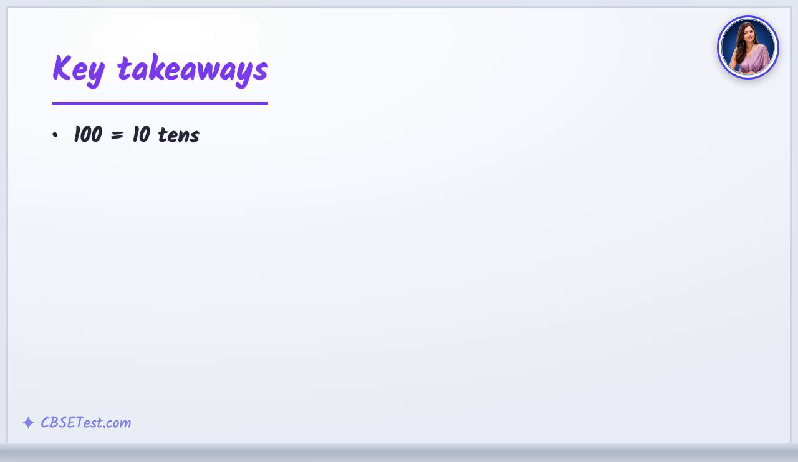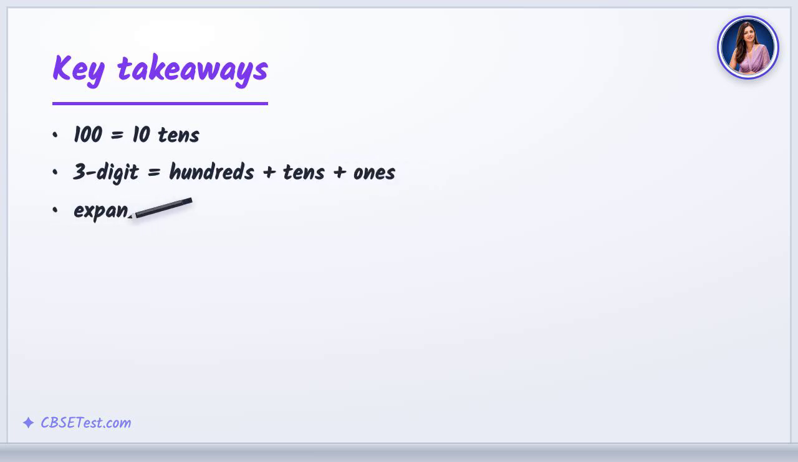To recap, 100 is 10 tens. A three-digit number is hundreds, tens, and ones. An expanded form shows each place's value.